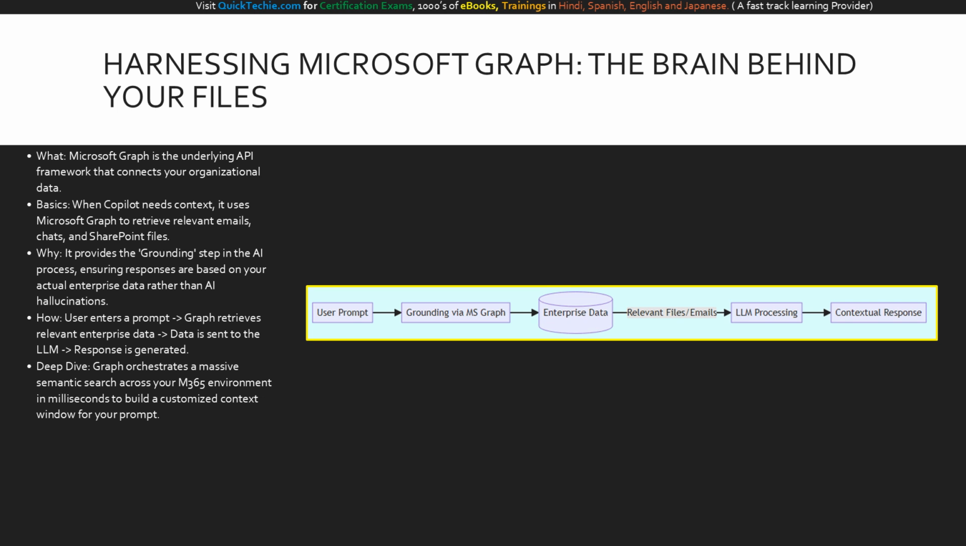This diagram showcases the grounding lifecycle. It begins on the left with the user prompt. Before it ever reaches the AI brain, it drops into the grounding via MS Graph step. You can see the arrows pulling from the enterprise data cylinder representing your vast network of files and emails. Graph acts as a librarian, selecting only the highly relevant materials and passing them forward into the LLM processing node. Finally, the system outputs a perfectly contextual response. This sequence proves that your data is the fuel that makes Copilot intelligent.